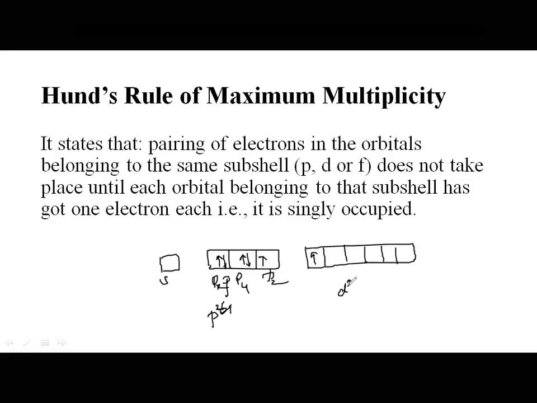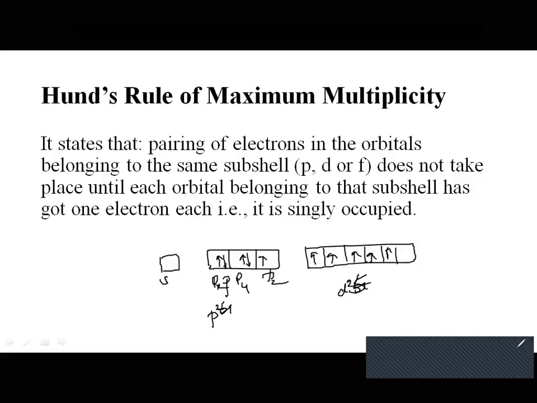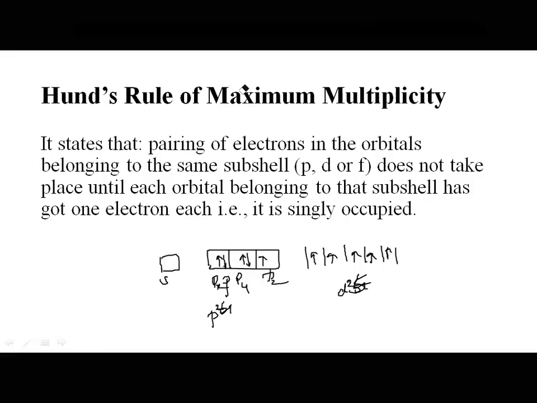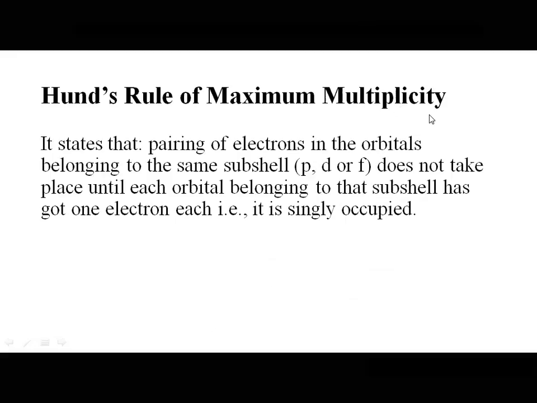Similarly with d. If it is d2, I will write it here, d3 here, 4 here, 5 here. Sorry, this is only 5. d has 5 orientations, so 5 orbitals. If it is 6, then pairing starts: 7, 8, 9, 10. And the d subshell has 10 electrons. So this is what we had discussed.